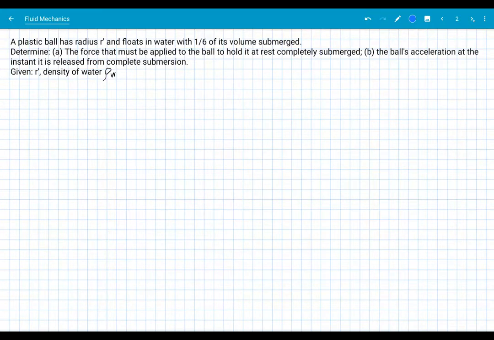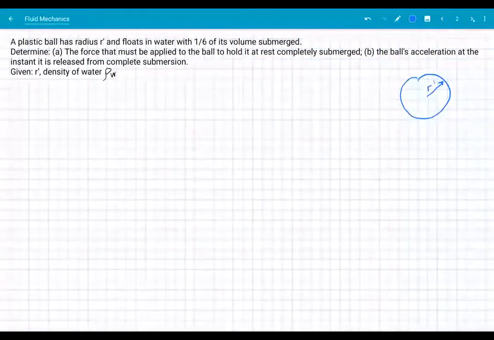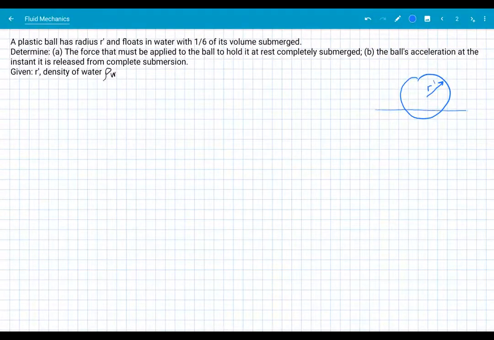If you are like me and your brain likes pictures and you're fairly visual, I would urge at this point to draw that out. What would that look like? 1/6 submerged. So you'd be like, okay, they're giving me something like this. It has a radius r prime, and when it floats in water, it floats with 1/6 of its volume submerged. All right, so we know that's 1/6 of its volume. That will probably come in handy at some point somewhere in the problem.